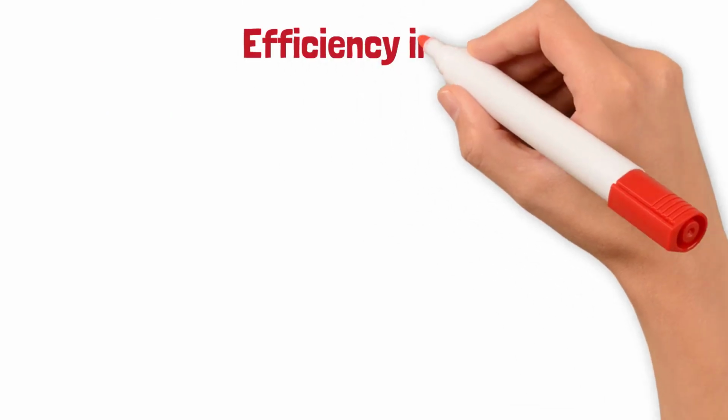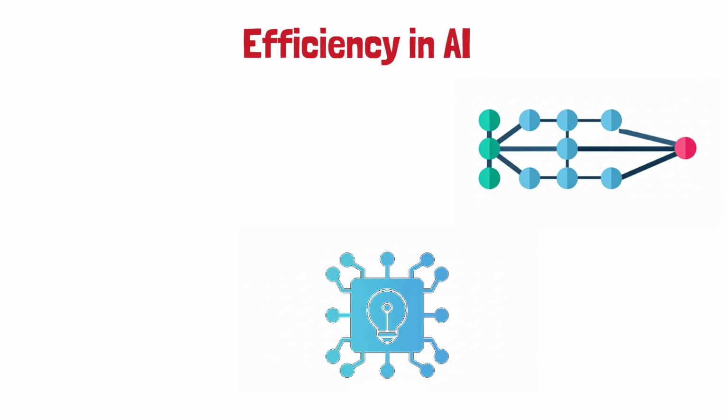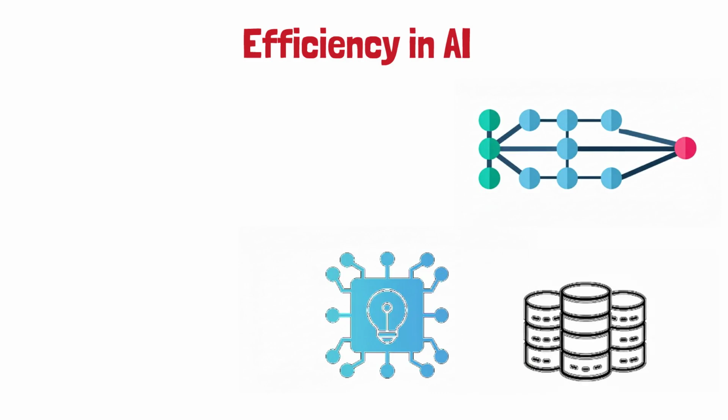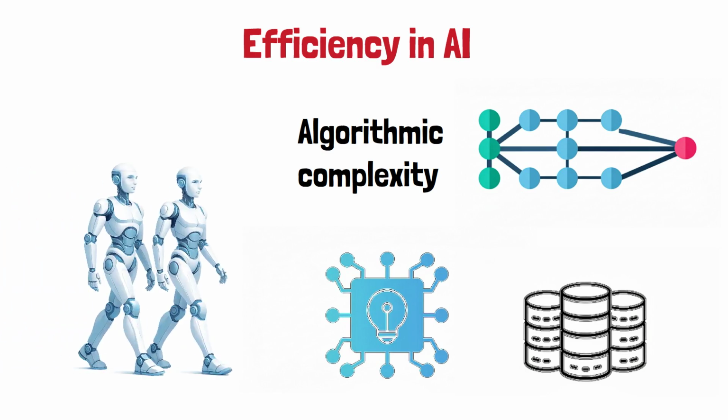Efficiency in AI. Training a neural network, running reinforcement learning, or optimizing a massive dataset, all of these depend on algorithmic complexity. The efficiency of AI models is directly tied to how smartly we handle computational limits.